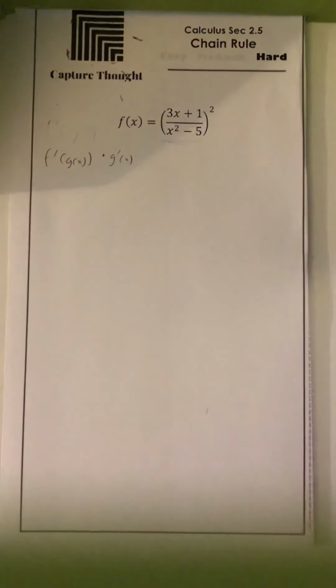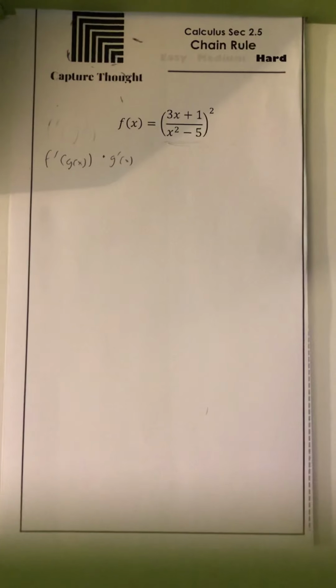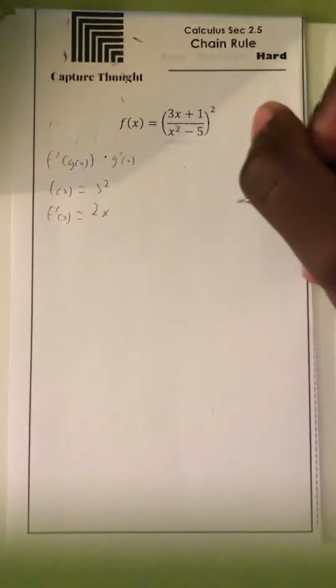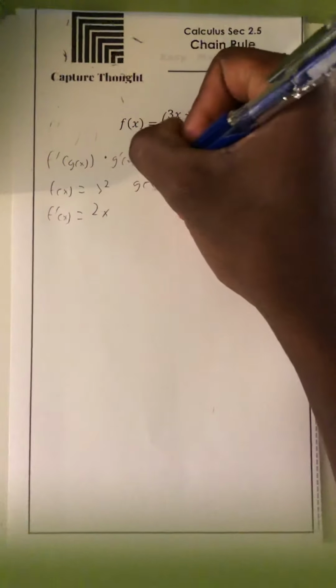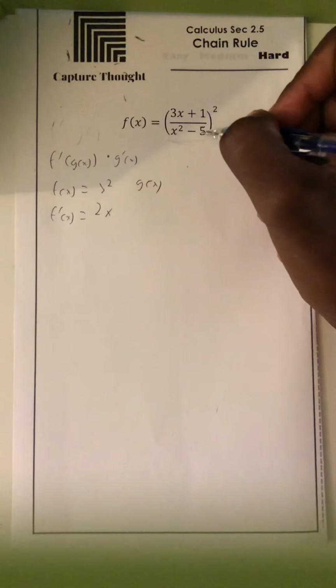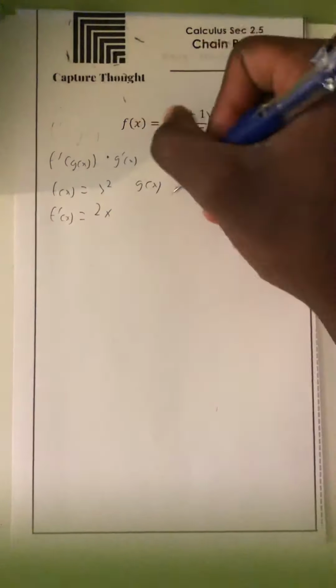And today we'll be solving this equation. So let's start off by writing down all the stuff that we have. First off, we have f of x is equal to x squared, and we have f prime of x is equal to 2x. And then we have g of x, and you see how this is a fraction. It's 3x plus 1 over x squared minus 5. So let's just put that down right now because that's exactly what it is.